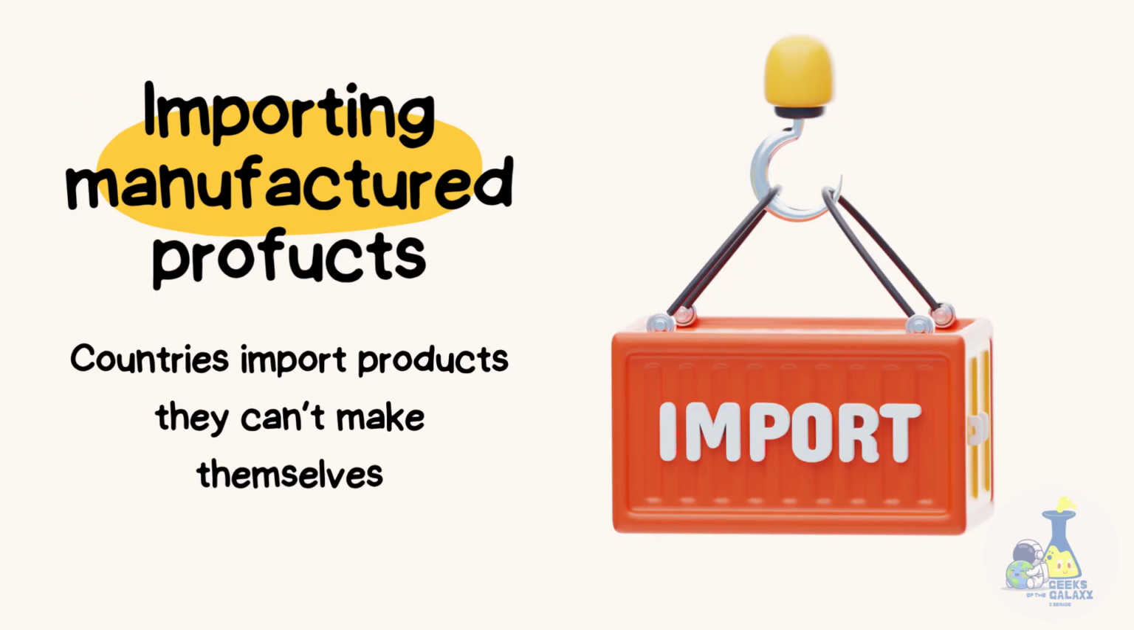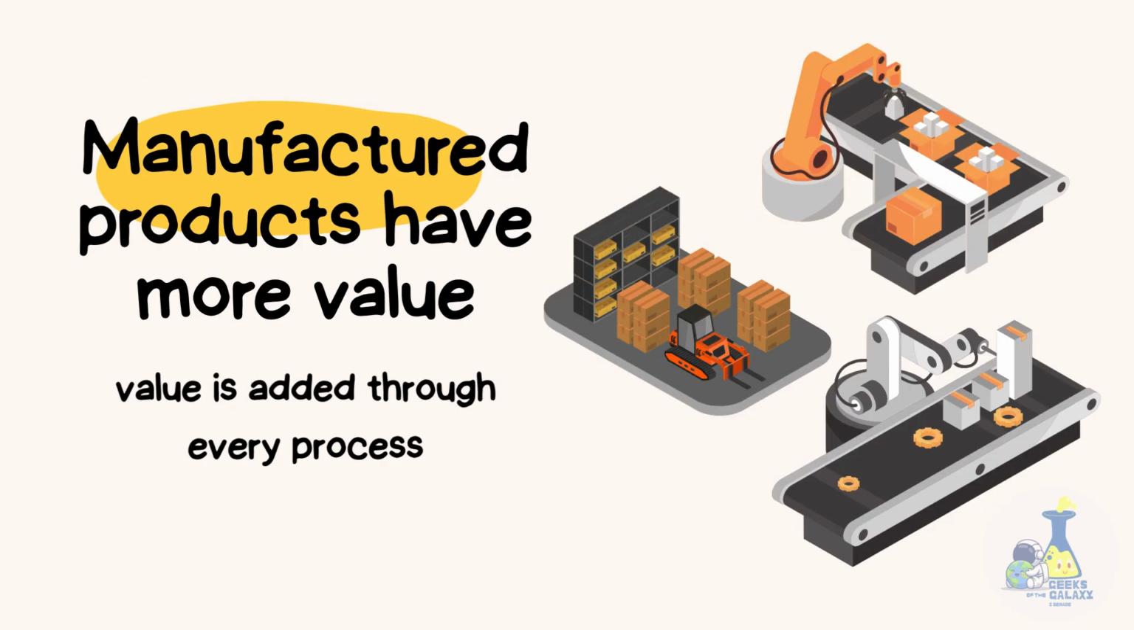Countries import manufactured products when they don't have the skills, the knowledge, or the technology or factories needed to produce the products themselves. Raw materials go through a series of processes to become manufactured goods. During these processes, other materials may also be added to the product. Each process requires labor, skills, time, and money. Because costs are involved at every stage, every process adds value to the final manufactured product. For this reason, manufactured goods are usually worth more than raw materials.